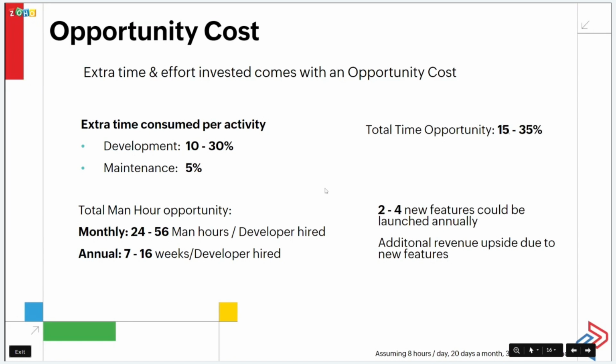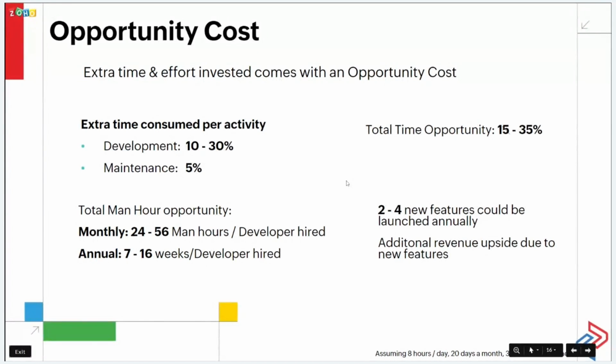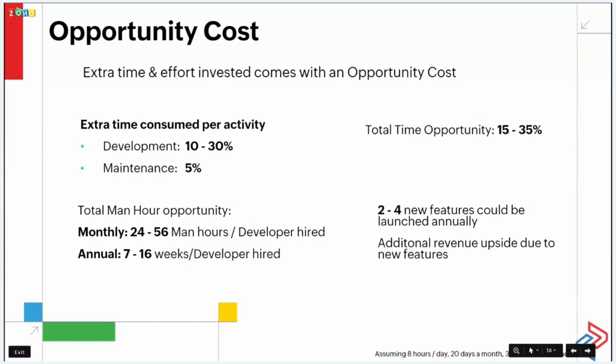Now, these 2 to 4 new features that we're talking about could generate a significant amount of revenue upside or growth for your particular application, thereby leading to greater profitability.